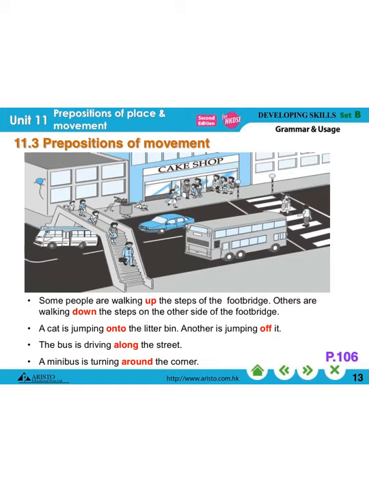Alright? So some other sentences that you can form when you want to describe this photo. We are talking about the people on the footbridge. Some people are walking up the steps from the footbridge, and the others are walking down the steps on the other side of the footbridge. We have got up and the opposite, down: up and down.